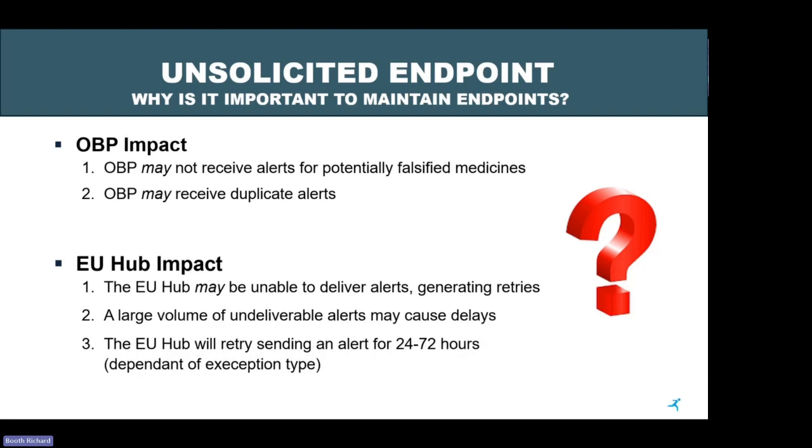The EU Hub will retry sending an alert. So if your system's temporarily offline for some maintenance for a few hours, that's not the end of the world, and it will retry after up to 24 to 72 hours. The exact time depends on the exception type that the hub receives.